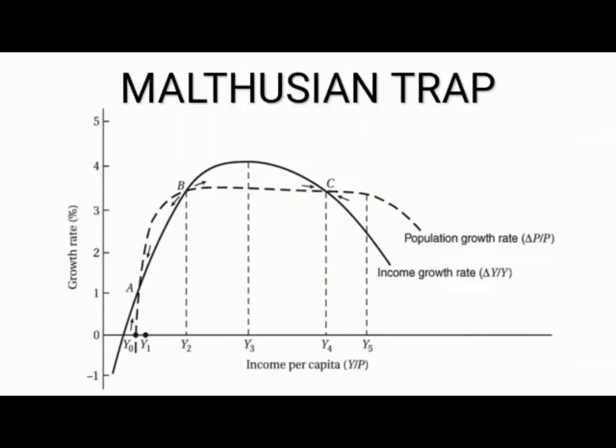Consider the vertical axis, the growth rate of both income and population. Income is represented here by the solid line and the population by the broken lines. And the horizontal axis is given as our income per capita, or our output produced within the year.